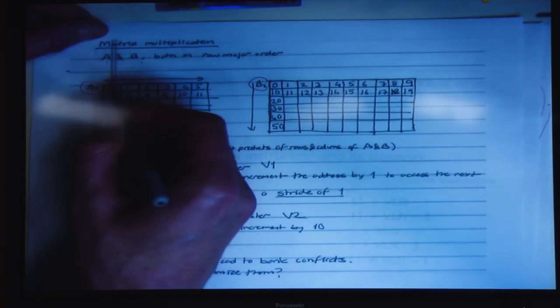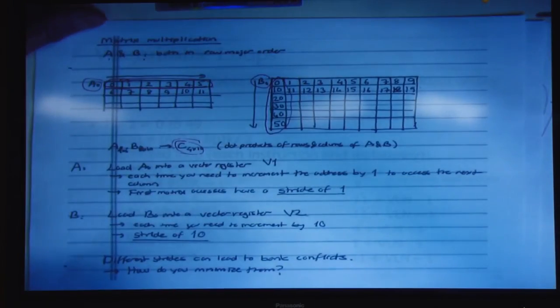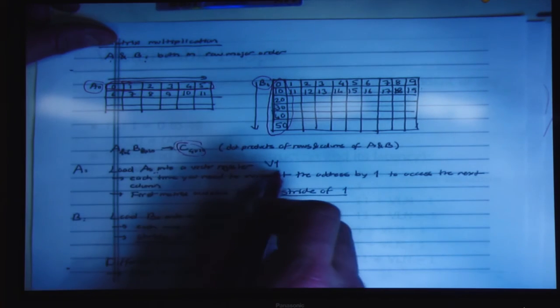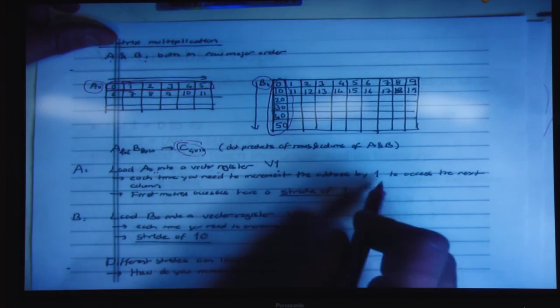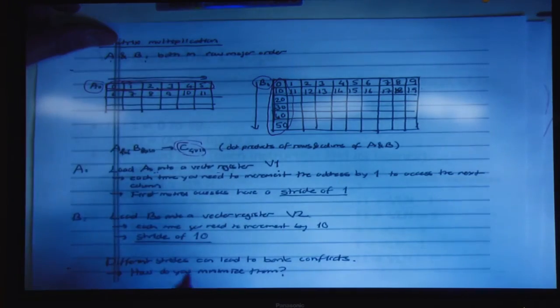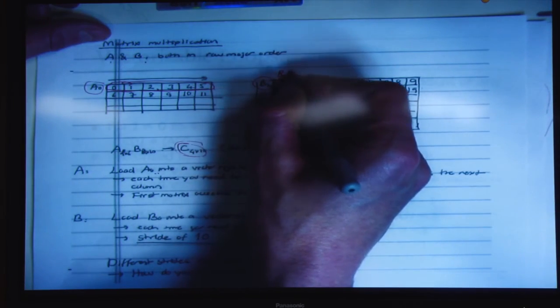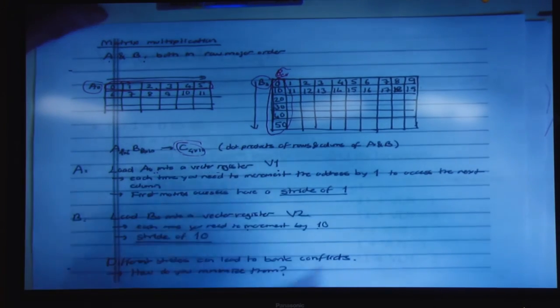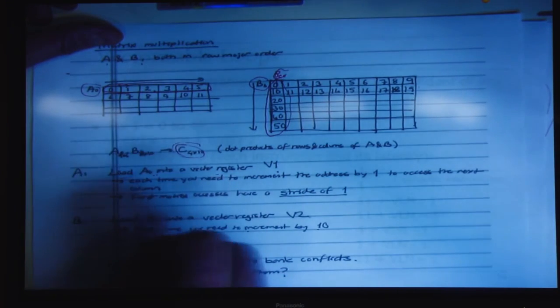So how do you do this? Basically, to get one element of C, you need to take a row of A and a column of B, and then compute the dot product that will result in your element, right? So you need to load A0 into vector register V1. And each time you need to increment the address by 1, which means that the stride should be 1 here. But when you're loading B0, column 0, I'll call it BC0 here, into vector register 2, each time you need to increment by 10 in that case, right? Which means that your stride is 10. If you first do this and then next do this, you keep changing your stride.